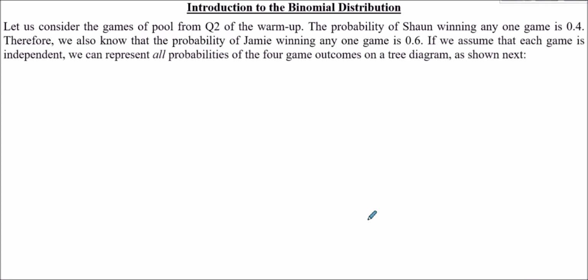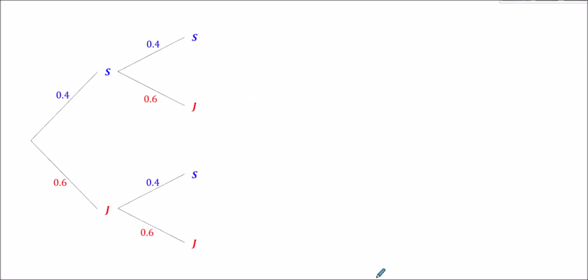Now, if we assume again that each game is independent, we can represent all probabilities of the 4 game outcomes on a tree diagram as shown on the next screen. So that's the first branch for the first game. Either Sean wins S or Jamie wins J in red. So just one branch for the first game. Now let's introduce a second branch for the second game. So again, the 0.4 and 0.6 outcomes are fixed, so more complexity is added. Another branch would be for the third game.